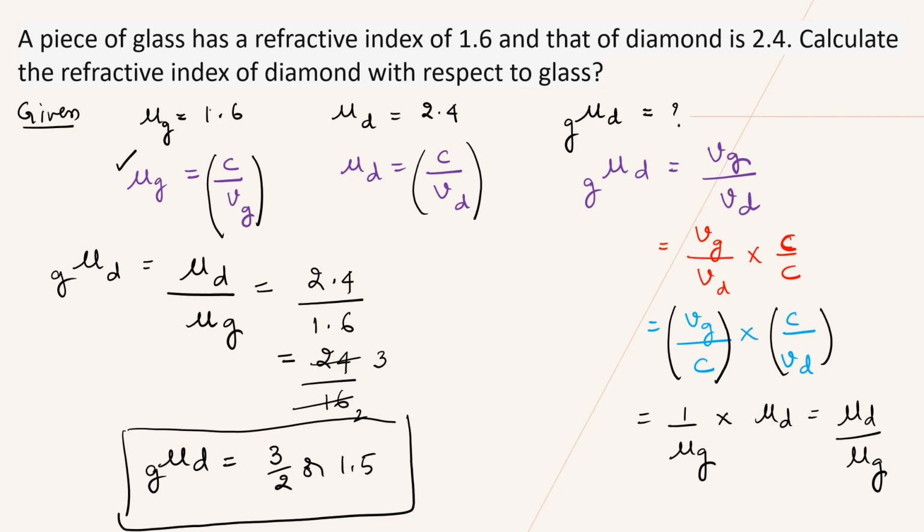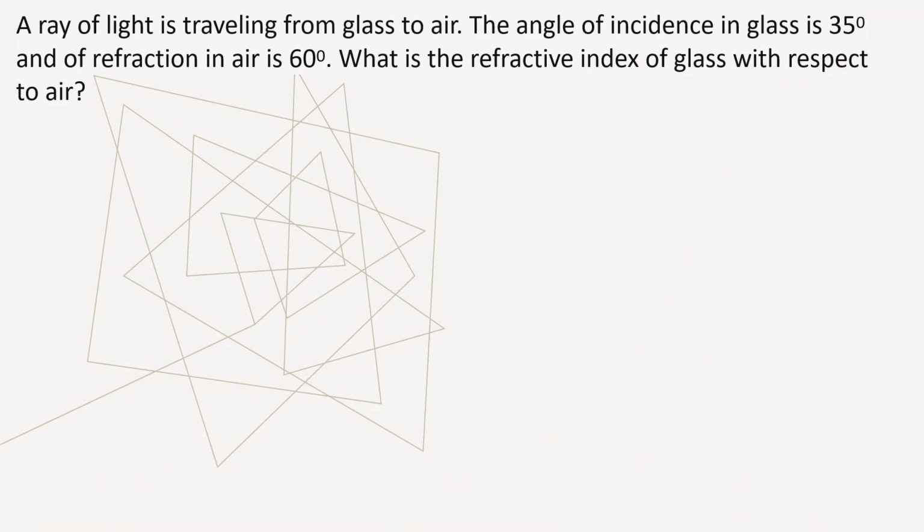Now let's go to the next question. The question is, a ray of light is traveling from glass to air. So this is important. It is traveling from glass to air. So it is in the glass first, then it goes to air. The angle of incidence in glass is 35 degrees, and angle of refraction in air is 60 degrees.